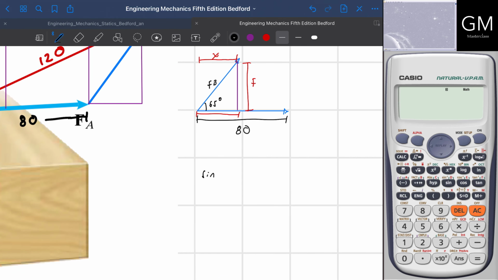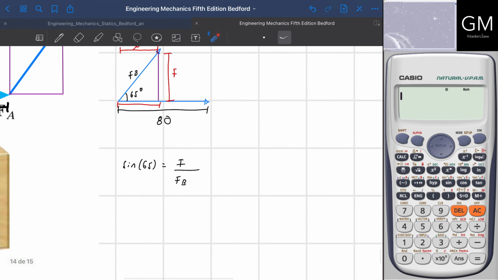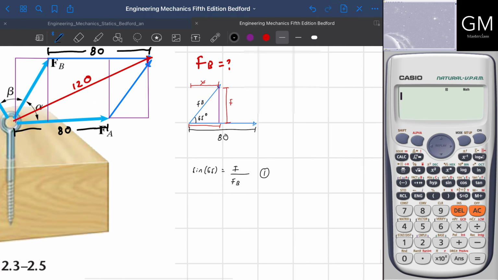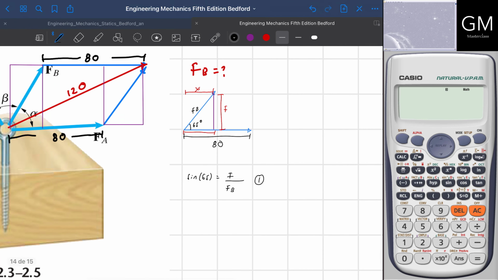The sine of 65 is going to be equal to F divided by FB, right? Since this F is the same F. Now I have my first equation. I'm going to call it equation number 1, and I'm going to use this second triangle.